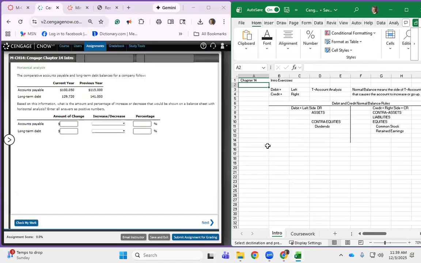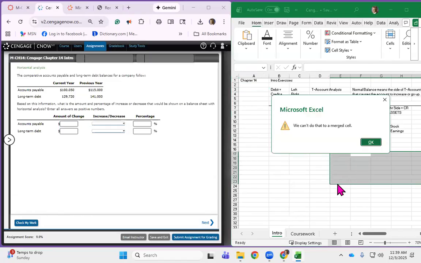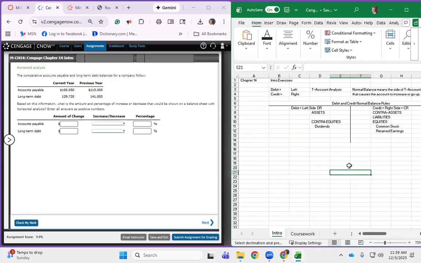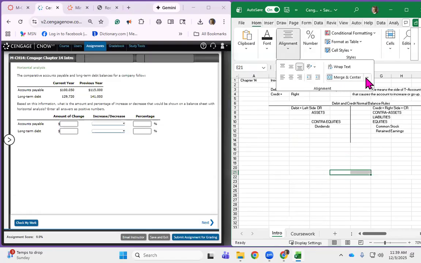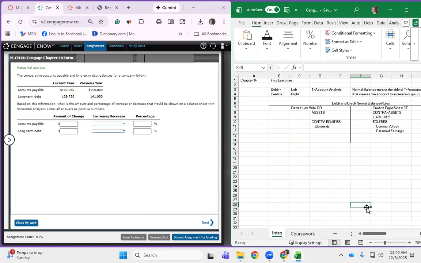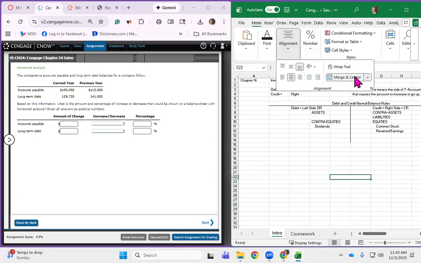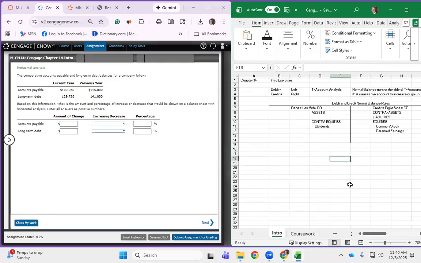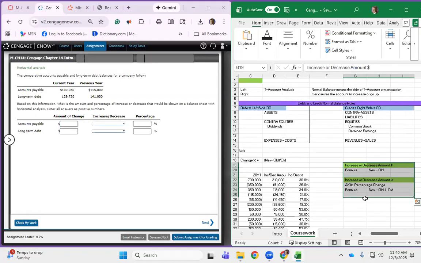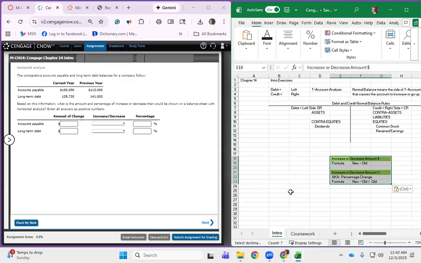To remind us what we have to do. So I'm going to throw these over here. Can't do that to a merged cell. It doesn't like it. Well, then we'll unmerge it. Okay, now let's see if we can bring this in. Nope. All right. Well, anyway, here is the formula. Let me try one more time, see if I can bring this over to this other sheet. Yeah, there it is.